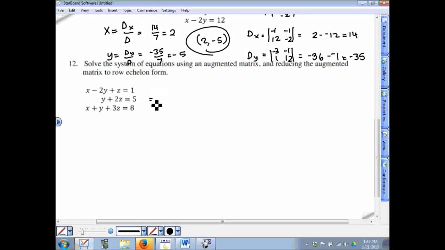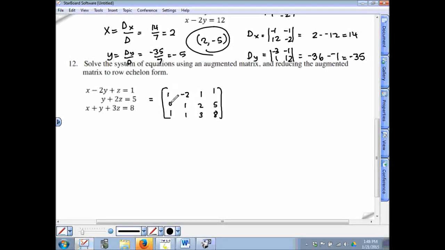So question 12 says, solve a system using an augmented matrix and reducing the augmented matrix to row echelon form as Gaussian elimination. So the augmented matrix looks like this. So we need to get 1 along this main diagonal and 0s underneath it. That's row echelon form.